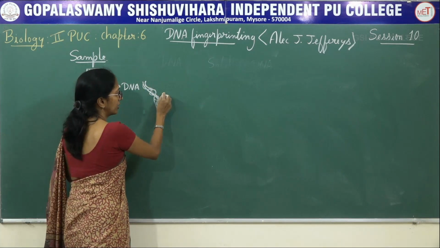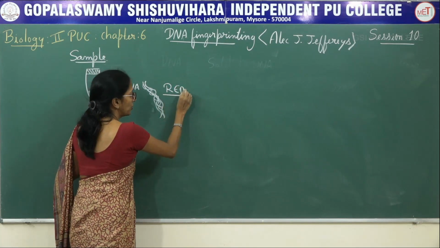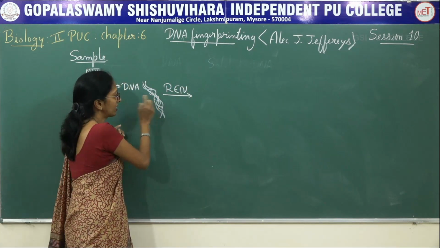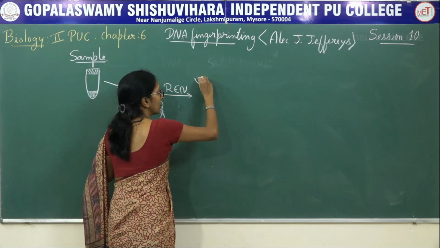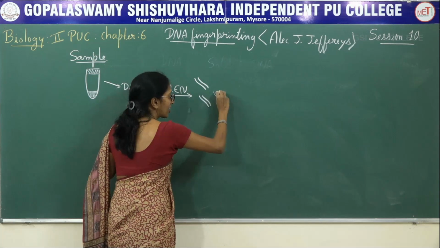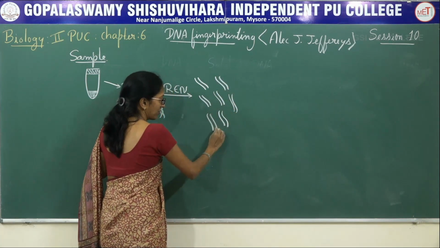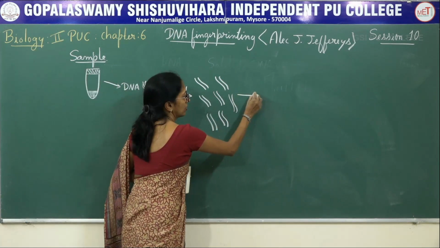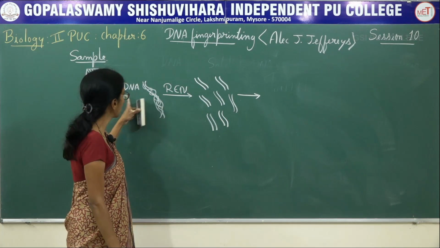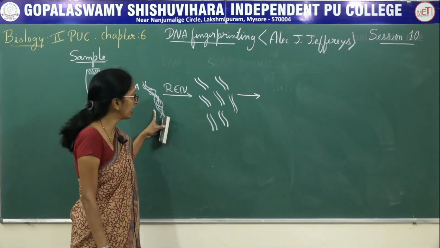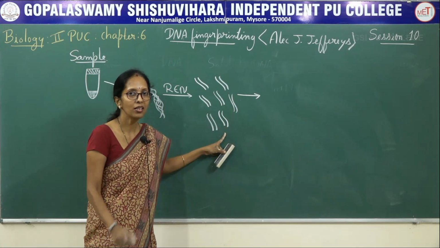Now, the isolated DNA is treated with restriction endonuclease enzyme so that it recognizes the particular sequence, and this results in cutting the DNA into DNA fragments like this. This is the third step. First is the collection of sample. Second is isolation of DNA, treated with REN. There will be a formation of DNA fragments.